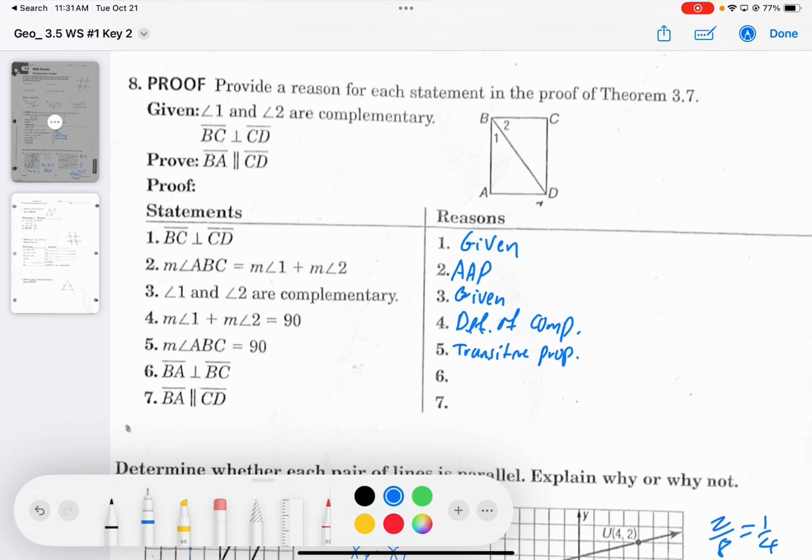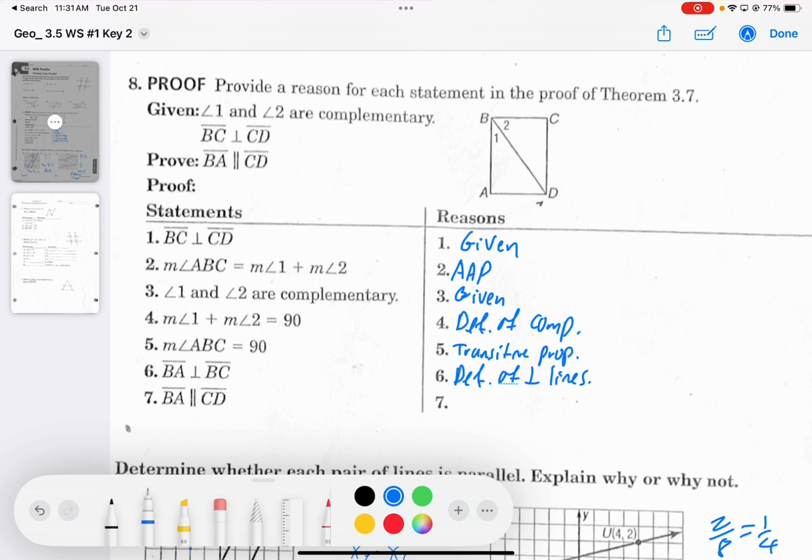All right. And then I know that that angle is a 90-degree angle, so then I can say that BA is perpendicular to BC. How come? Perpendicular angle theorem. Instead of perpendicular angle theorem, I'm going to go definition of perpendicular lines. Definition of perpendicular. How do you know when to put a theorem or a definition?